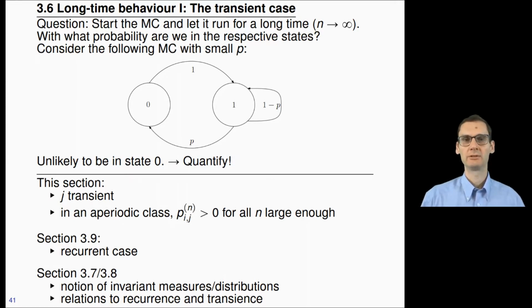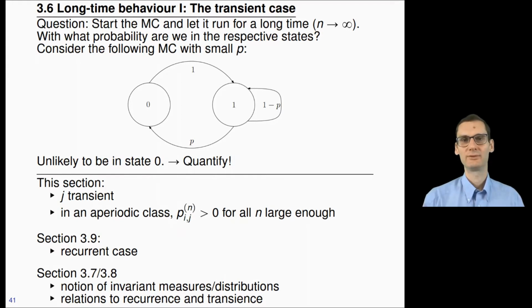When you let the Markov chain run for a very long time and then ask, well, say at time 1 million, am I at state 0 or am I at state 1? Then, of course, with very high probability, you will be at state 1. Because when you are at 1, with high probability you stay at 1. And if you're at 0, which you are not very often anyway, then you immediately return to 1. So it's clear that with very high probability, you are at 1.